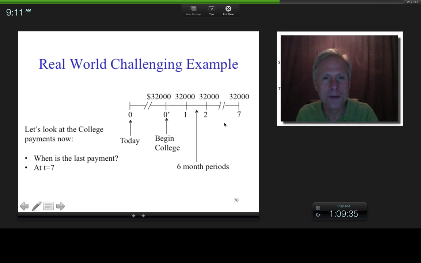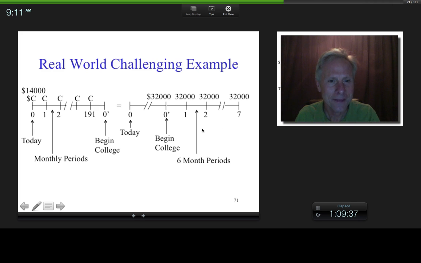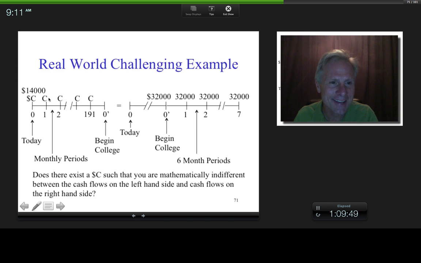And so if we look at this all together, all of this represents their savings. All of this is what they're going to fork out for the respective time periods. So the question is, does there exist a C, given an effective rate, such that you're mathematically indifferent between all of these cash flows on the left-hand side and all of these cash flows on the right-hand side? Does that exist? It does, right?